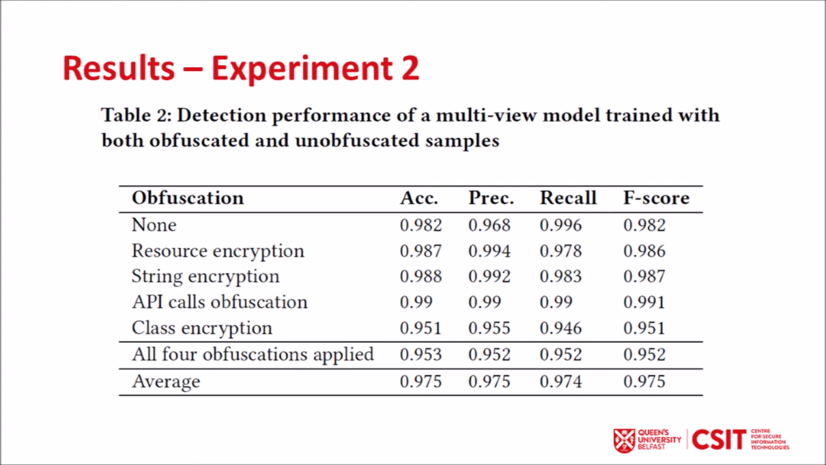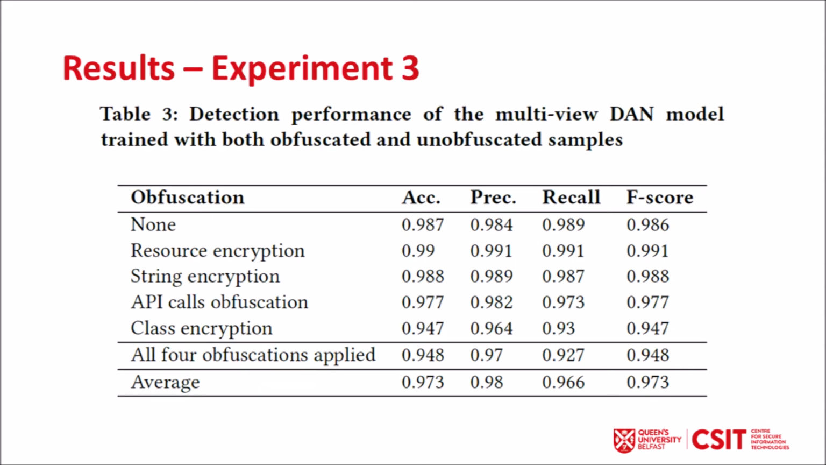From this table 2, it can be seen the multi-view model with the extra feature sets improves malware detection across all metrics compared to the baseline in table 1. However, we need to ensure the model is not silently learning obfuscation characteristics. We want a malware detector, not an obfuscation detector. And this is mitigated in our next experiment, where we introduce the DAN.